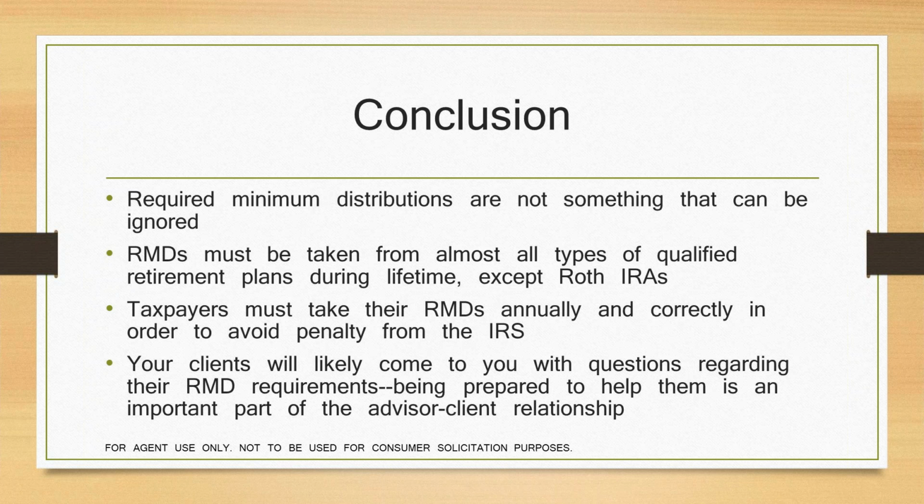So both of those issues are things that you might ought to be aware of as you help your clients think about minimum distributions. And so minimum distributions are not something that can be ignored. They have to be taken from just about all kinds of qualified retirement plans. Roth IRAs are one exception. They have to take RMDs annually and correctly in order to avoid the 50% onerous penalty. And one of the good things we can do is help clients think about and plan for RMDs. We hope we gave you some information that you can use today. Tune in next month for Part 2, RMDs after the death of the account holder.